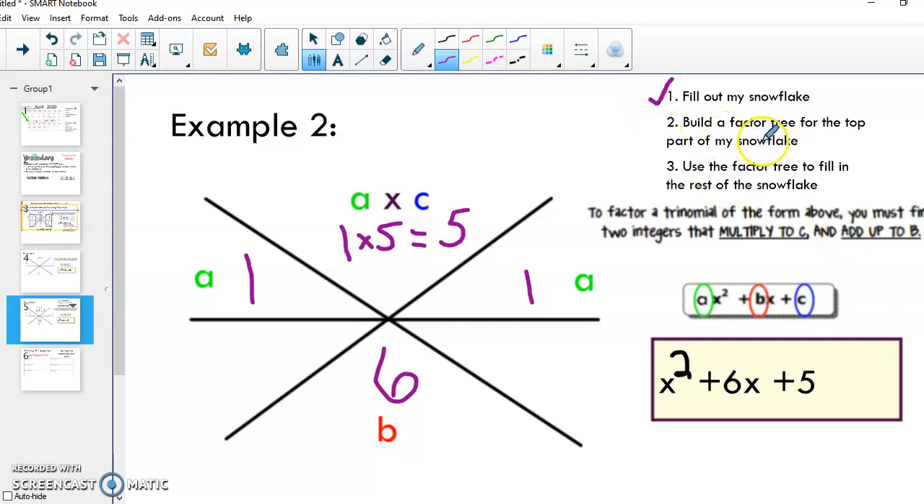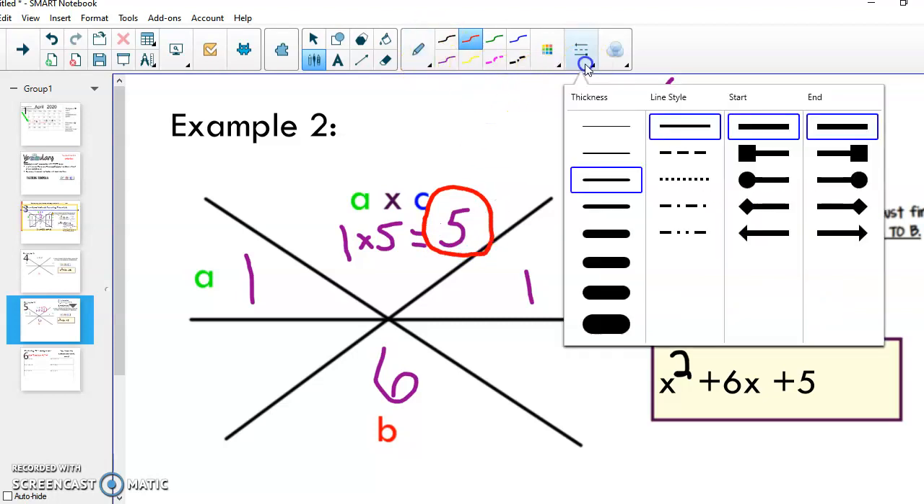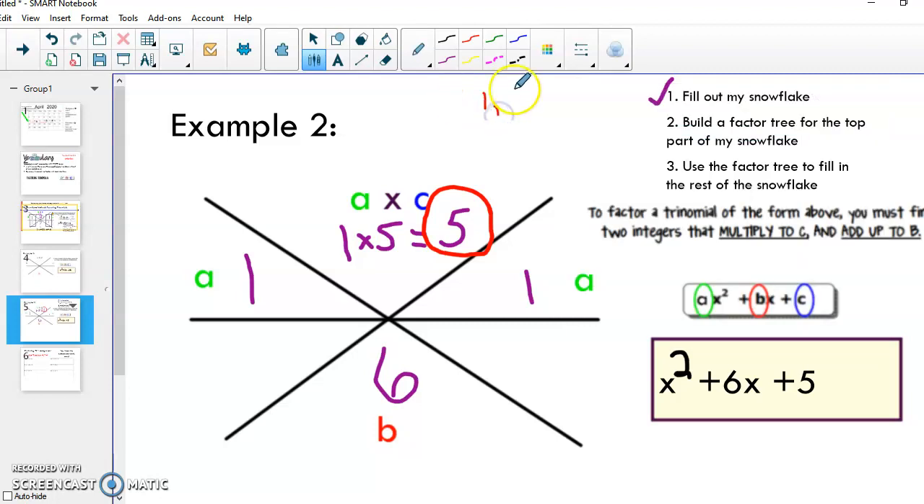Step 2 asks us to build out a factor tree for the top part of our snowflake. So a reminder that we are focusing on that number 5 to build out our factor tree. And factors are just numbers that multiply to give us 5. So we know that 1 times 5 gives us 5. And honestly, that's it. So I don't even need to choose the two numbers that I'm going to use to fill in the bottom of my snowflake.